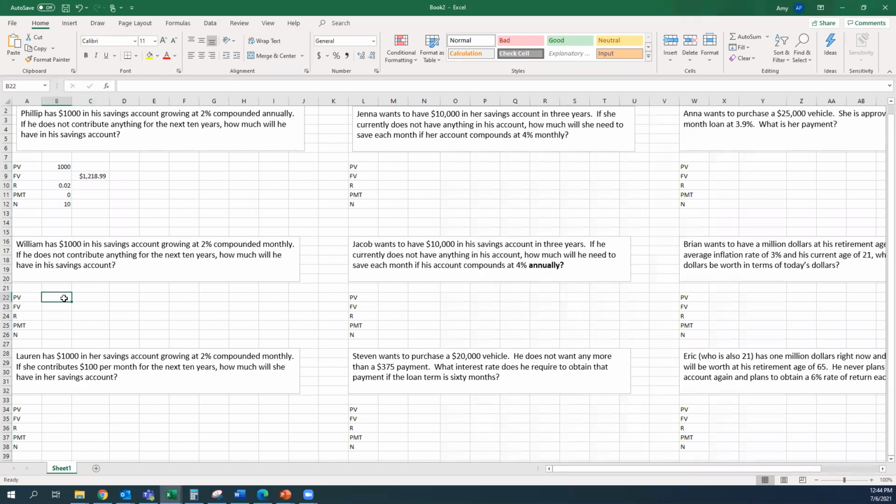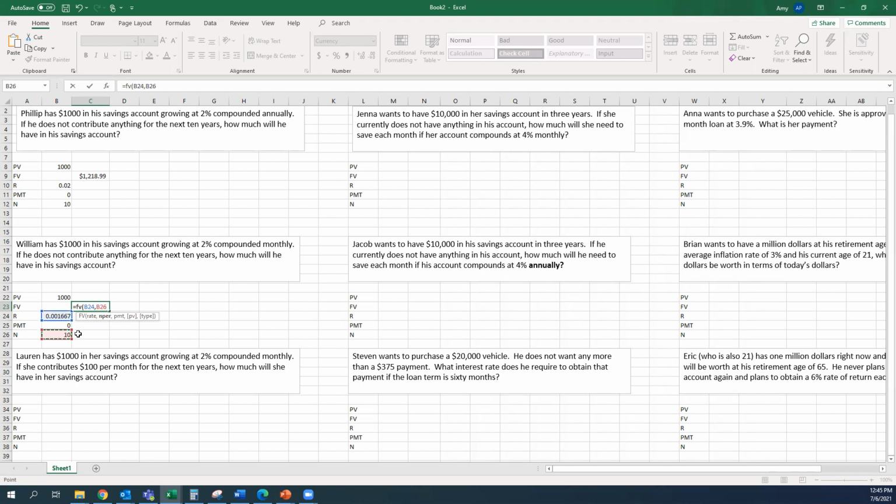So let's take the same example. You have $1,000 in your savings account. It's going to grow at 2% compounded monthly. So in this case, you want to do equals your rate divided by 12 because there are 12 months in a year. So that's going to give you your monthly rate. He's still not going to contribute anything, and his NPER is still going to be 10 years. So if we go over here and we figure out what the future value is, again, we're going to have our rate. We're going to have our NPER.